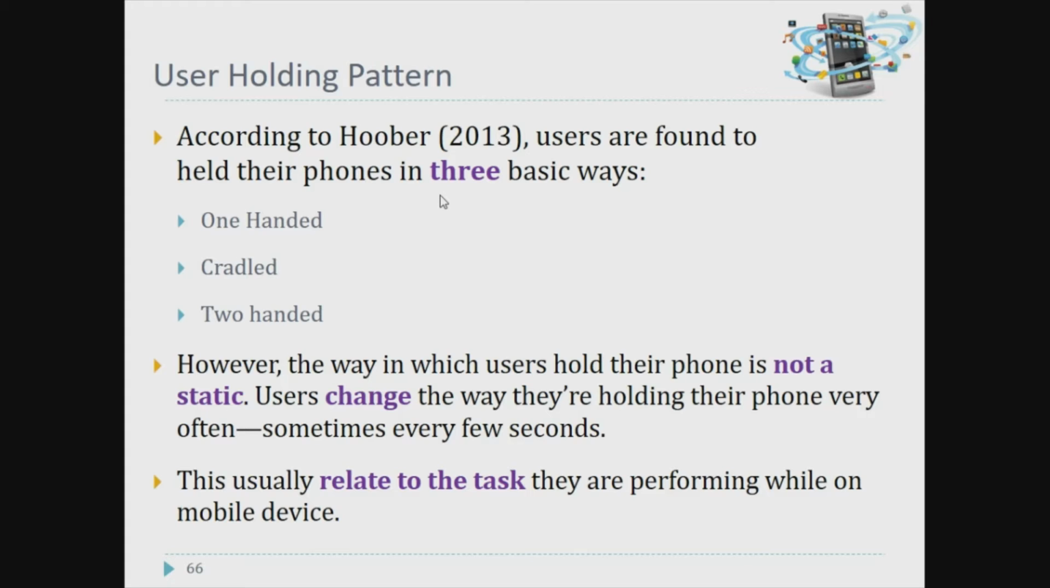What are the patterns that users use when they hold their phone? So these are the three basic ways. However, the way in which users hold their phone is not static. Users change the way they are holding their phone very often, sometimes every few seconds. You can observe yourself, and you can observe your family members or your friends when they use the phone.